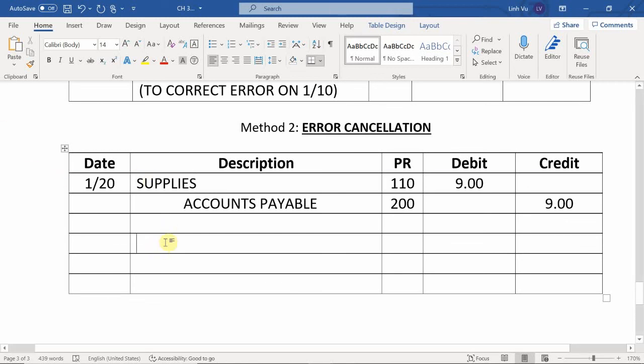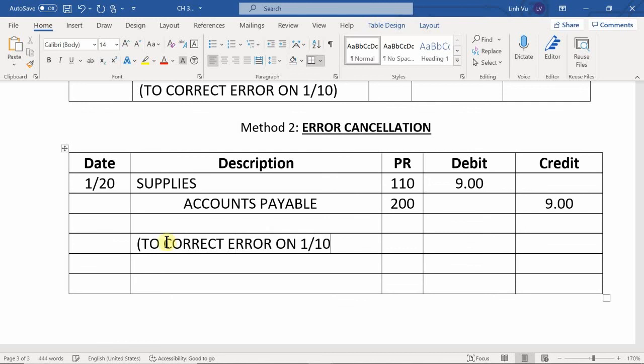That's easier than the reverse, no? I think so. It's up to you, but I had another student say you have to put accounts payable and then supplies, but that's saying I paid too much, but I didn't. I paid under. So, to correct error on January 10.